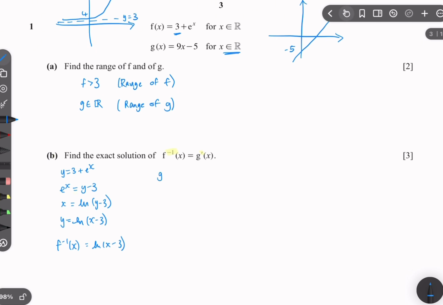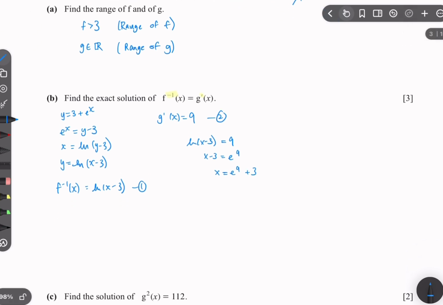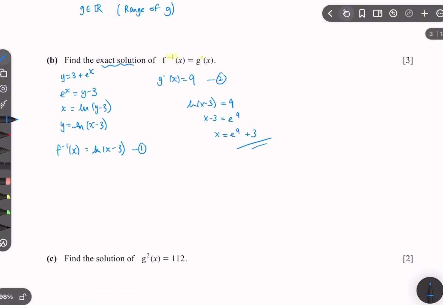And the differentiation of g is 9. So you equate these two equations. And now you have the exact solution for x. And the question wants exact.